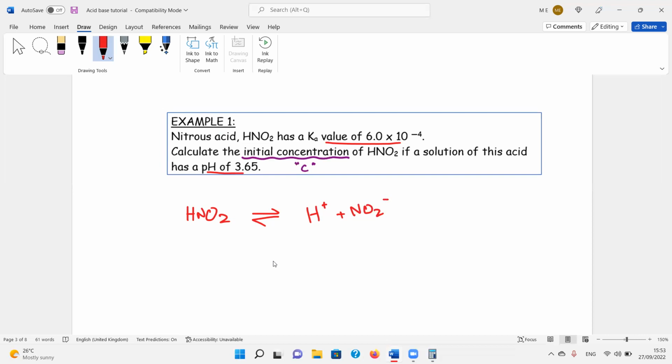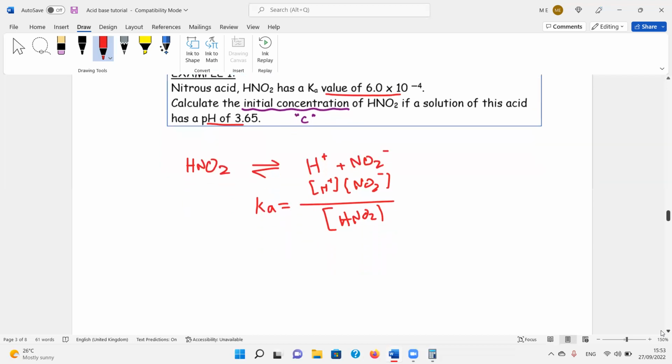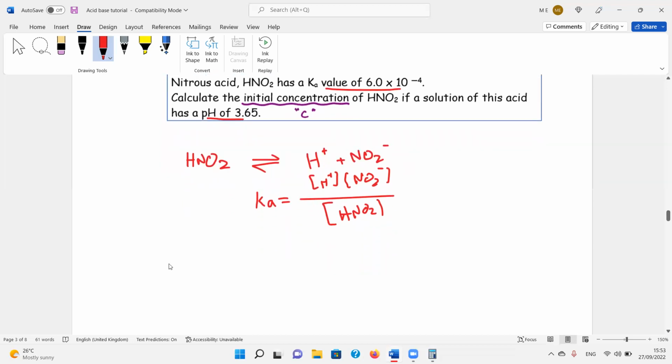Okay, now Ka for this dissociation equals H plus times NO2 minus divided by the initial concentration, which is HNO2. Okay, so now we need to establish the ICE table. We have this reaction. I'll just write it again so it is tidy.